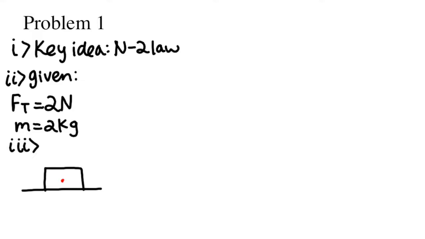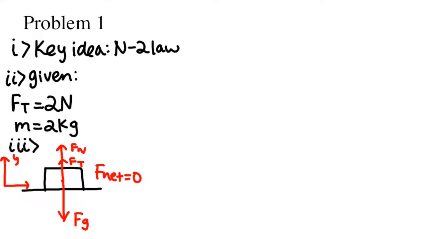So we have the force of gravity pointing downwards, and force of tension, and force of normal. And since the box is not moving, the net force equals 0. Also, the upward y direction is positive, and then x is to the right.